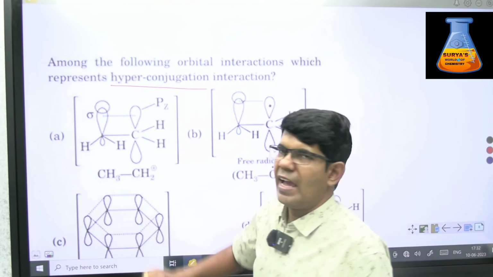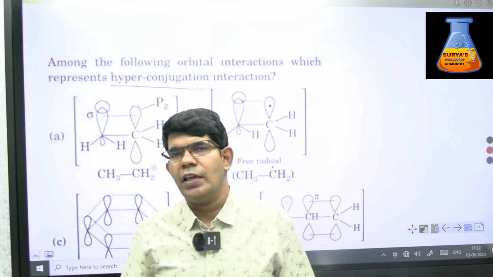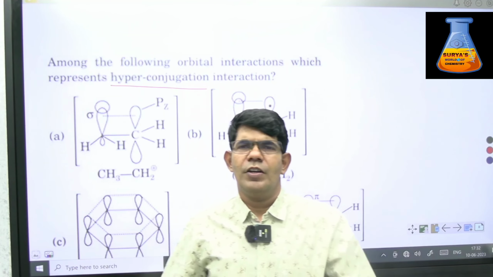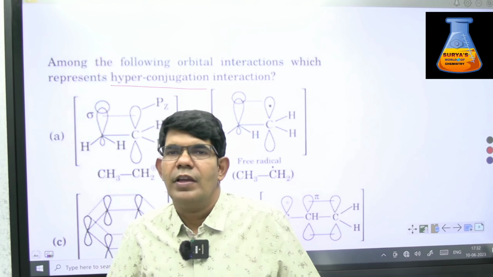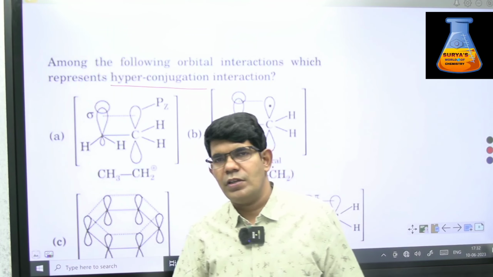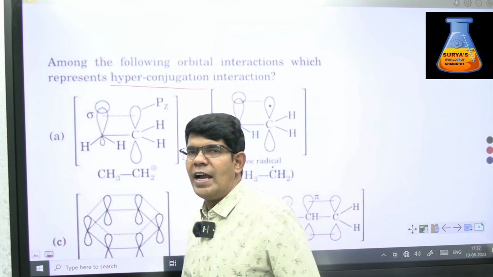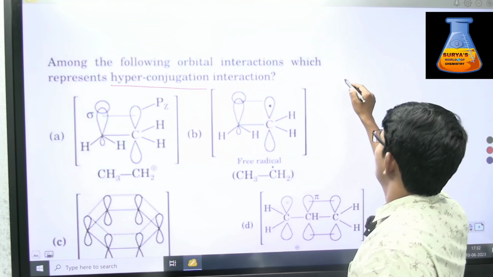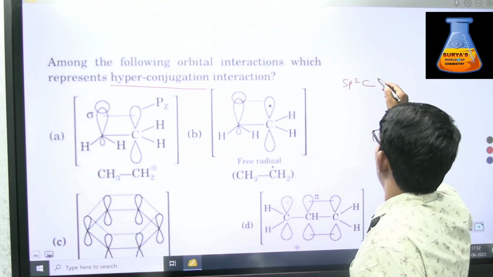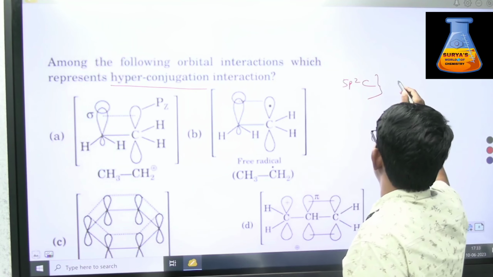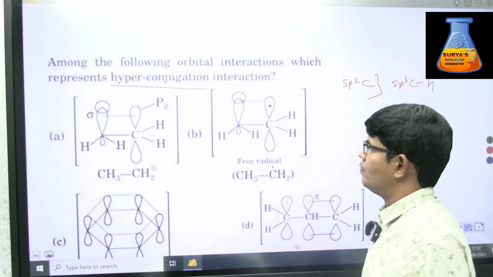Hyperconjugation, hyper, meaning excess conjugation. Earlier, conjugation was restricted to pi systems and lone pairs only. Later on, two scientists named Baker and Nathan suggested that even sigma electrons can be involved in a concept called no bond resonance, and later on it has been changed to hyperconjugation. So hyperconjugation can happen when you have an sp2 carbon. Along with the sp2 carbon, you should also have an sp3 carbon, at least having one alpha hydrogen. One C-H bond is a must.